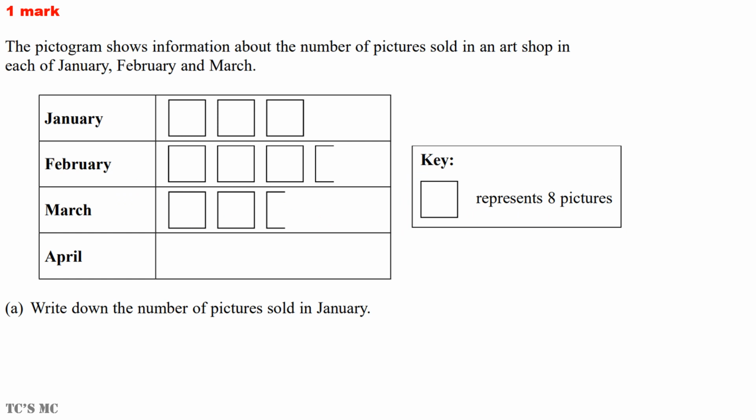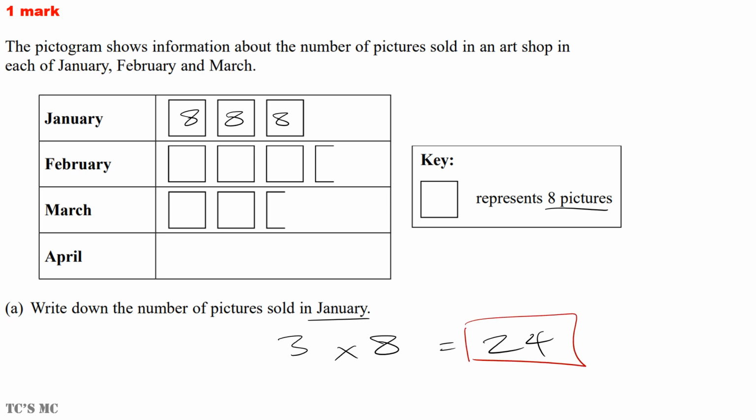The pictogram shows information about the number of pictures sold in an art shop in each of January, February, and March. Write down the number of pictures sold in January. If you look at the key, each square represents 8 pictures. We have 3 squares, so we need to do 3 lots of 8, and we get 24. If you just write 24, you will get the mark.